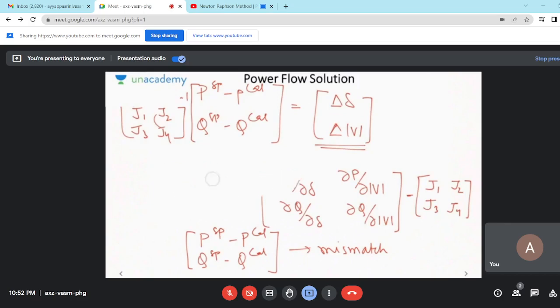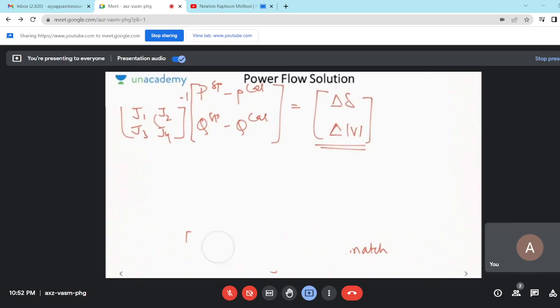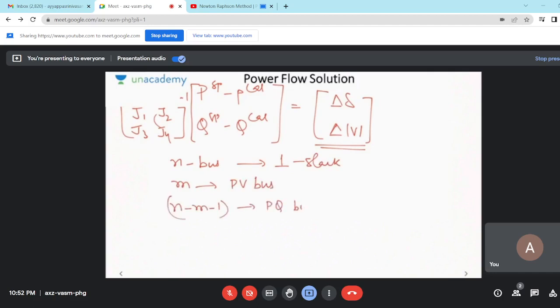Now let me take a system where I have n buses, out of which one will be the slack bus. I am assuming m is the number of PV buses. Then what is the number of PQ buses? N minus m minus 1 will be PQ buses. Remember, the slack bus is also a generator bus. So if you are given 10 generator buses, you will extract one slack bus, then 9 will be treated as PV buses. Now in a PQ bus we need to update the value of mod V as well as delta, but in a PV bus we need to update only delta.